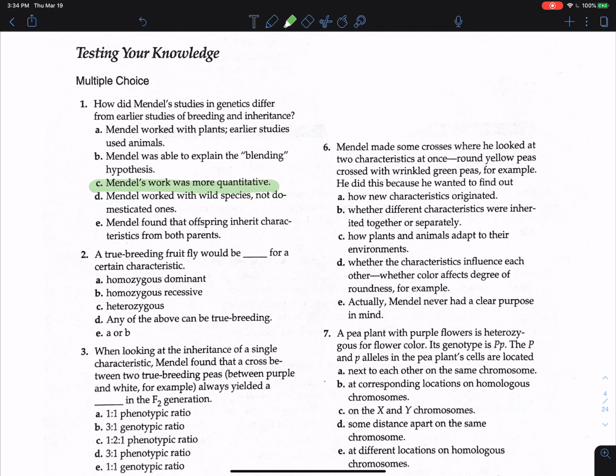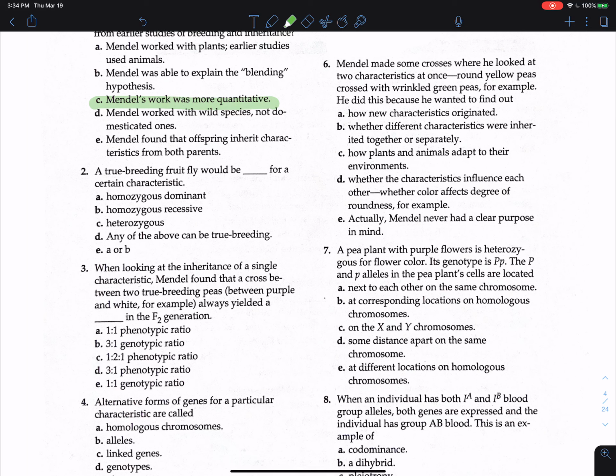So there you go. For the second one, a true breeding fruit fly would be blank for a certain characteristic. A couple different options here: homozygous dominant, homozygous recessive, heterozygous. Any of the above can be true breeding, or A and B, which in this case is the correct answer. Either homozygous situation here would count as true breeding, as in the same allele. That's what that term means. Not something we explicitly talked about earlier, but there you go.